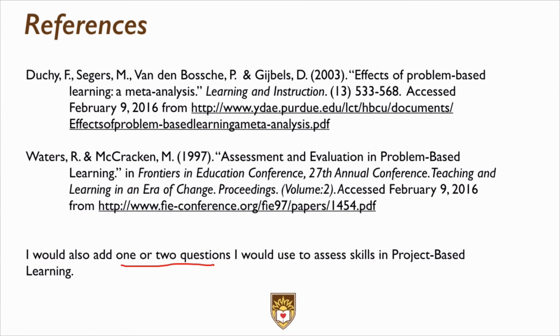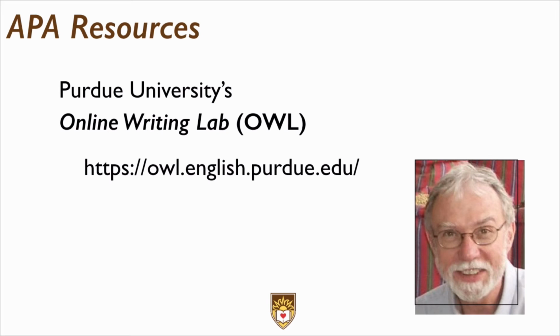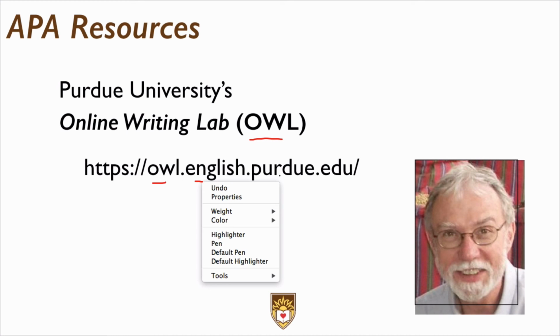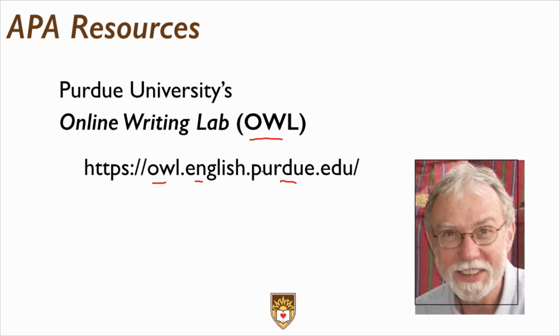So if you're new to APA, one of the best places to get some help on this is the Purdue University Online Writing Lab, OWL, and that's just owl.english.purdue.edu. Very, very simple.